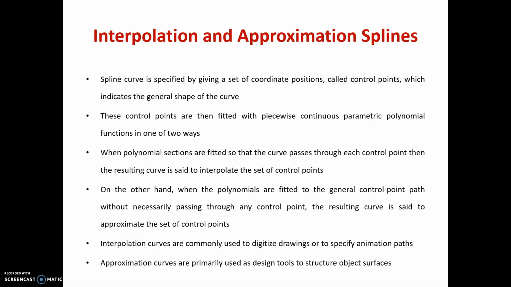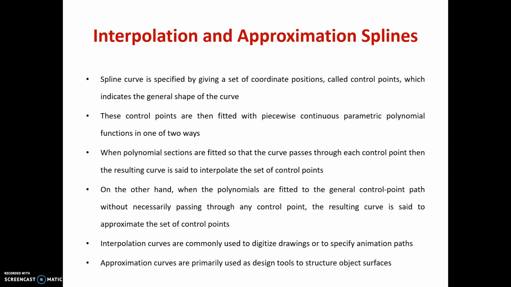When polynomial sections are fitted so that the curve passes through each control point, then the resulting curve is said to interpolate the set of control points. While when the polynomials are fitted to the general control point path without necessarily passing through any control point, the resulting curve is said to approximate the set of control points.